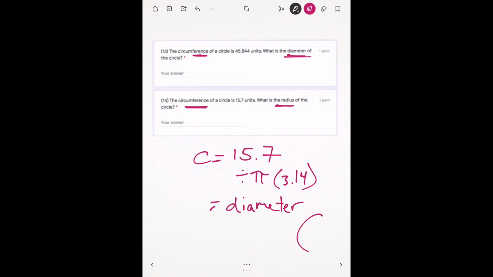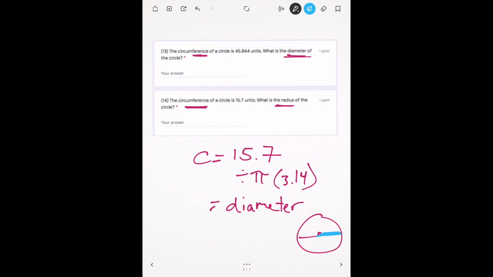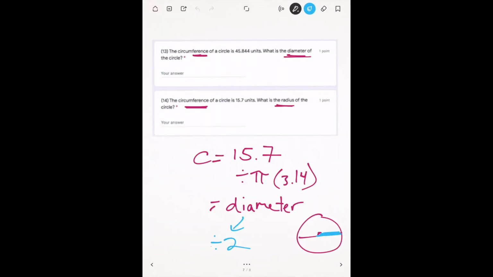That will give us the distance all the way across the circle. We only want to find out what is the radius. So whatever answer you get for the diameter, you have to divide that by 2. And that's all the problems we have. Hopefully this will be useful as you are working through these problems.